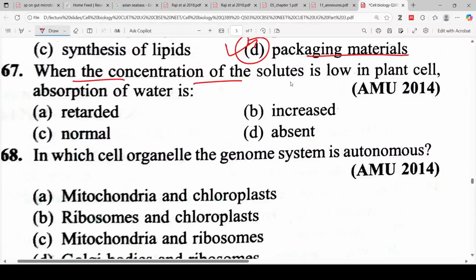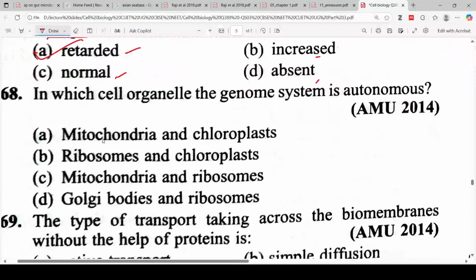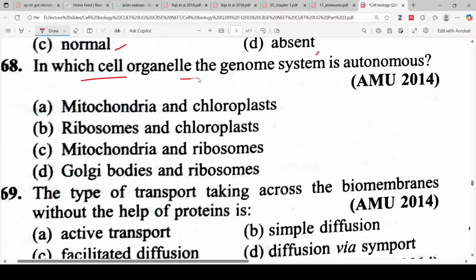When the concentration of solutes is low in plant cells, the absorption of water is retarded, normal, increased, or absent. So the correct answer is retarded. Next question: in which organelles is the genome system autonomous? Mitochondria and chloroplast, ribosomes and chloroplast, mitochondria and ribosomes, Golgi bodies and ribosomes. So the correct answer is option D.